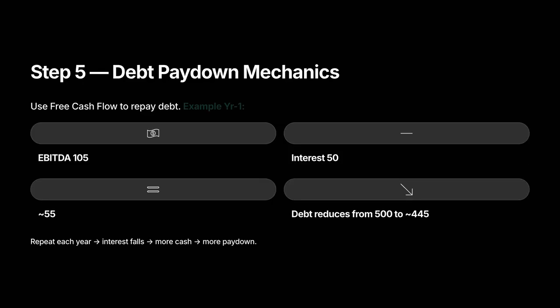Step 5. Debt paydown mechanics. Use free cash flow to reduce debt each year. For example, in year 1, 105 of EBITDA minus 50 of interest gives roughly 55 of cash. Apply that toward the debt, reducing 500 to about 445. As debt falls, interest falls, and cash available for paydown grows faster. This deleveraging effect is a major return driver.